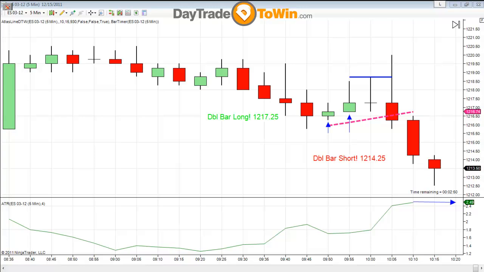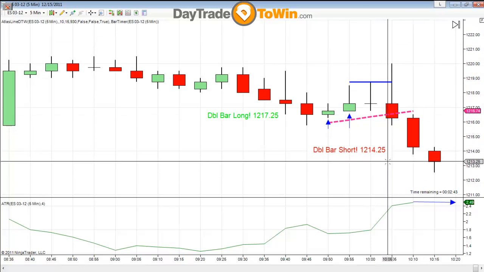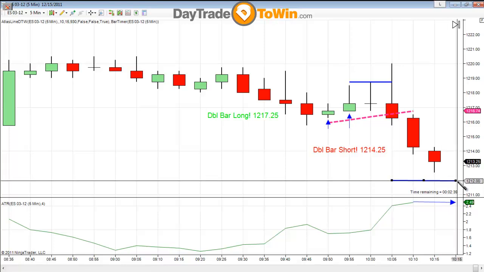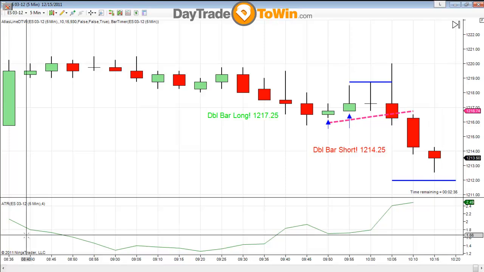2.25. Since I'm more conservative, I'm going to say 2.25. So 12.14 quarter, 12.13 quarter, 12.12 quarter, and 12.12. This is my profit target based on the current market conditions. This is what is achievable. Very good.